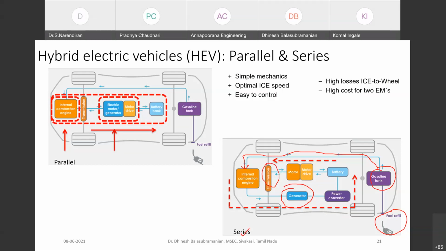In these cases, all these would be connected in series. So initially from the fuel tank, the energy source one, to the internal combustion engine. From the internal combustion engine, the power will be given to the generator, and the generator will produce the power that will be supplied to your motor, and the motor rotation will be transmitted to the transmission system, and that will propel the vehicle. So here you can just see the power is transmitted from the motor to the transmission system.